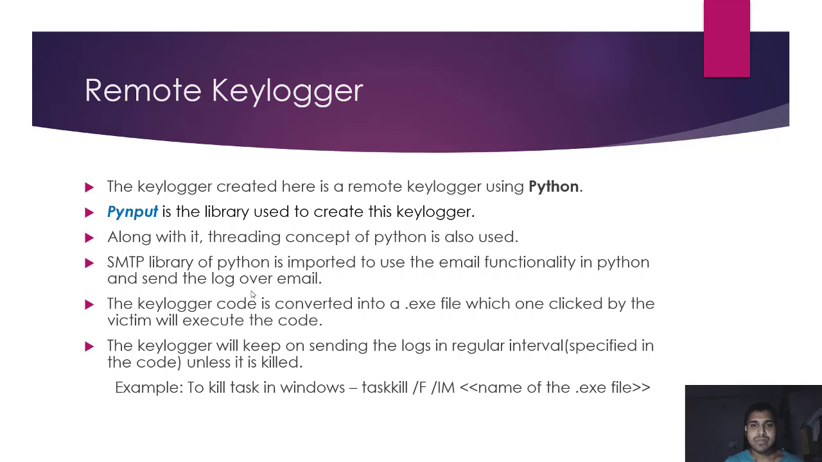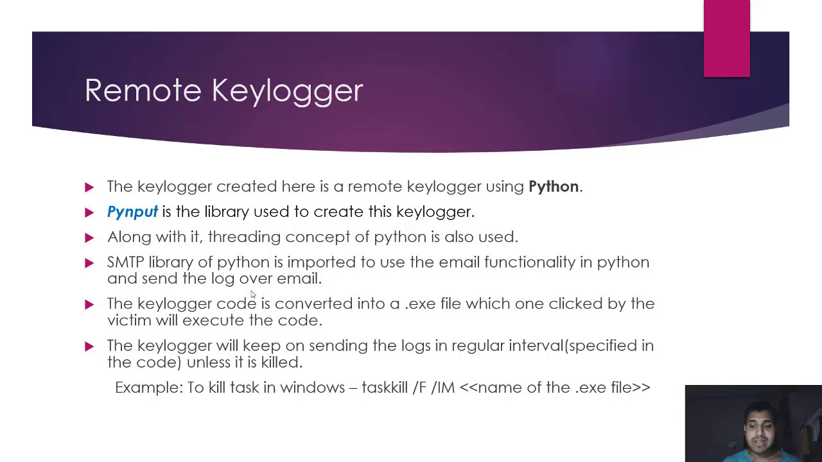The keylogger code that I have written is converted into a .exe file which, when clicked by the victim, will execute it, and once it is started it will keep on recording the values typed on the keyboard at a regular interval. Now this interval can be programmed based on the attacker's wish, and it will keep on sending the logs as regular updates via email. It will keep on doing this unless it is killed from the victim system.